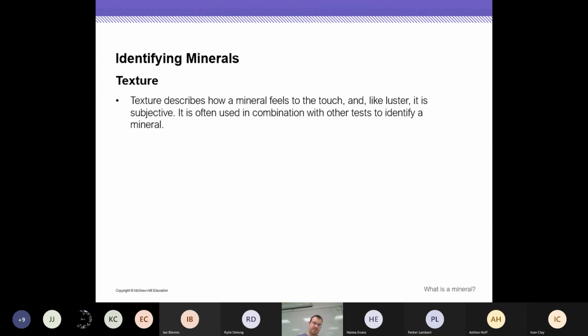All right, so then you got texture, and texture is all about how something feels. You guys have heard this before, like you eat a certain food and you're like, ooh, I don't like it because of the texture of it. It's the same thing here. You can feel different minerals and see how the rocks feel. And this one's kind of like luster. It's very subjective. It is often used in combination with a bunch of other tests. And if you guys haven't picked up yet, this is what you're looking at. You're looking at a bunch of these. You're not just using one characteristic here.